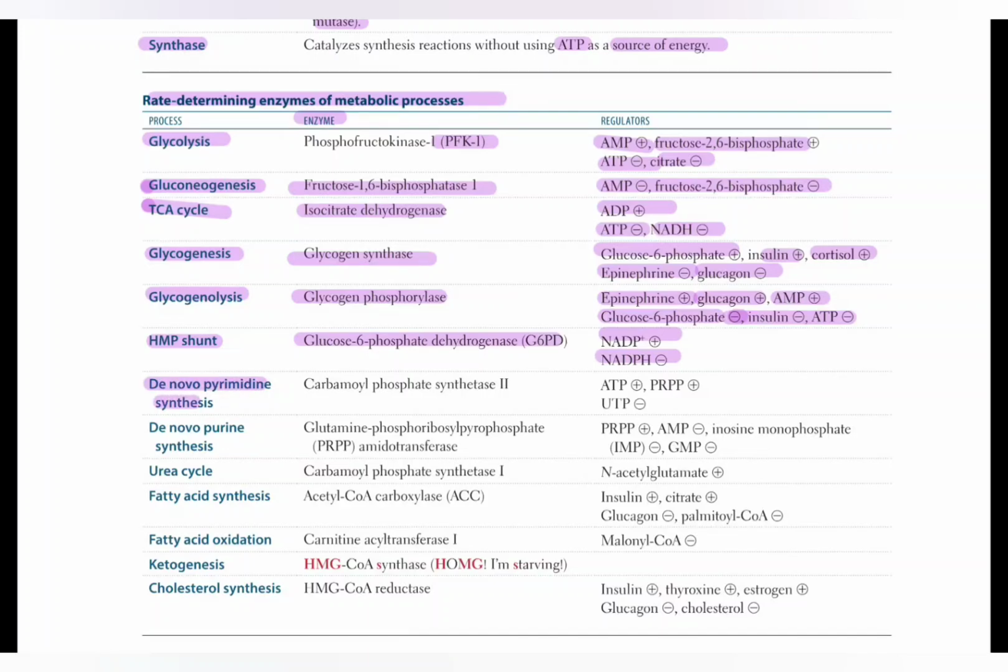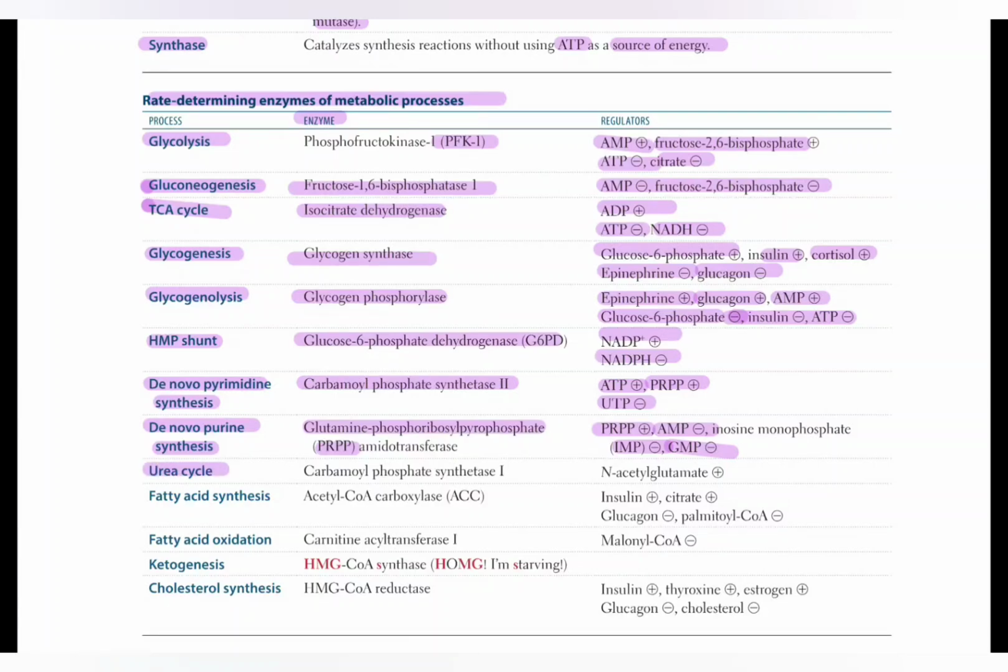De novo pyrimidine synthesis. The enzyme here is carbamoyl phosphate synthetase 2, and regulators are ATP and PRPP positive, and UTP is inhibitor. De novo purine synthesis, the enzyme here is glutamine PRPP amidotransferase. So regulator is PRPP positive, AMP is inhibitor, inosine monophosphate, IMP, is also inhibitor, and GMP is also inhibitor.